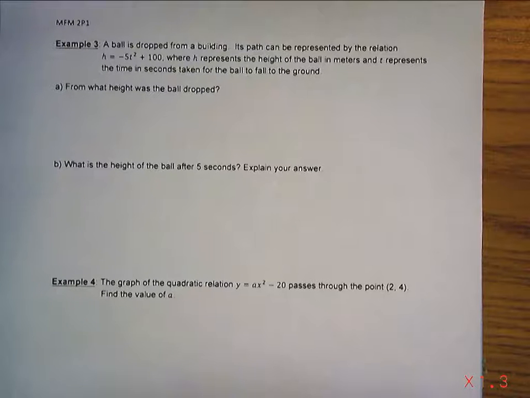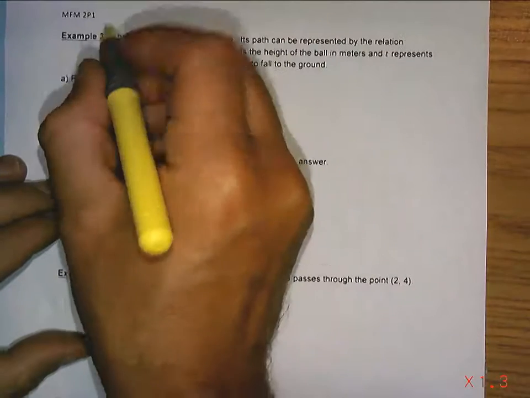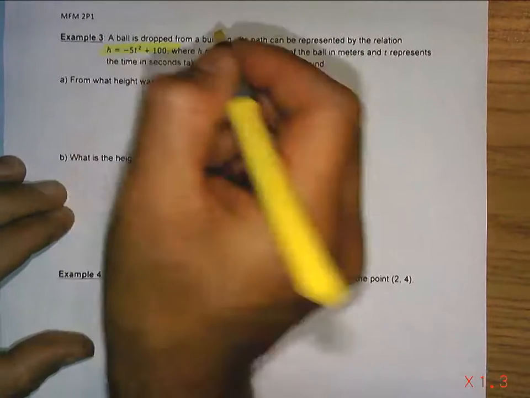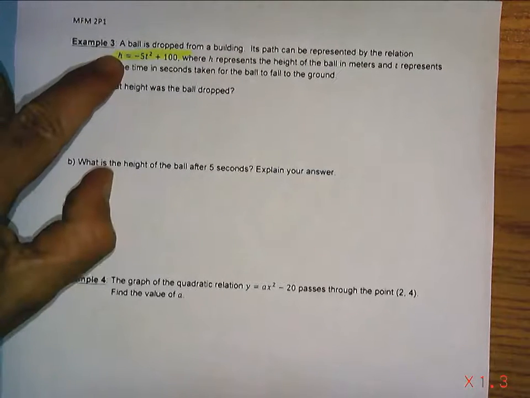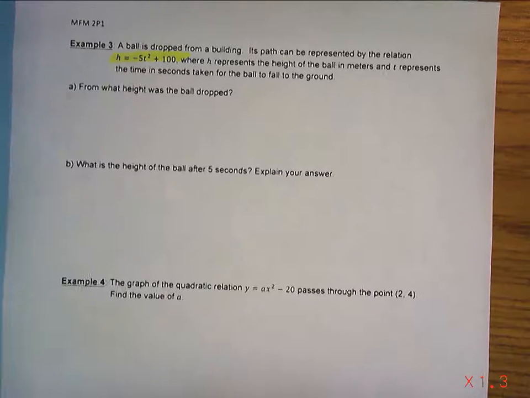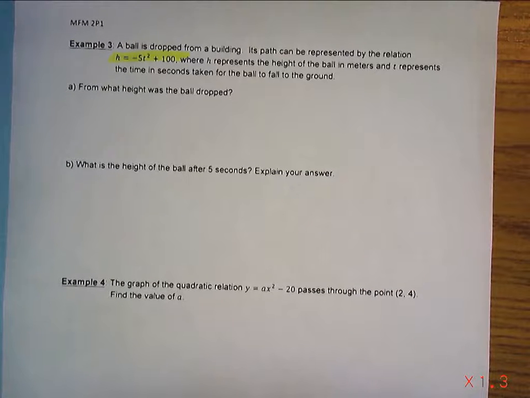Okay, example 3. A ball is dropped from a building. Its path can be represented by this relation: h equals negative 5t squared plus 100, where h is going to be the height of the ball, and t is going to represent time in seconds that it takes for it to fall to the ground.